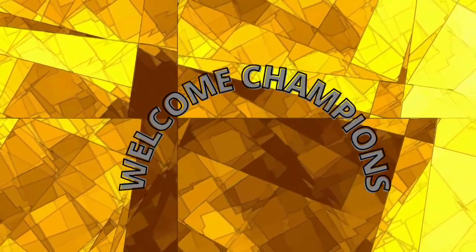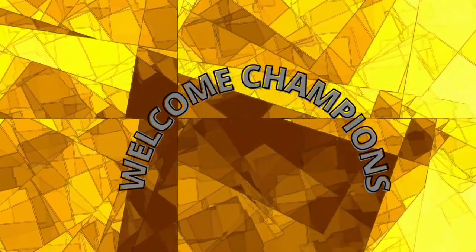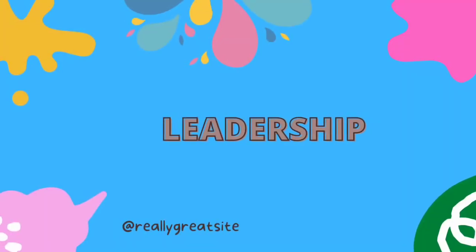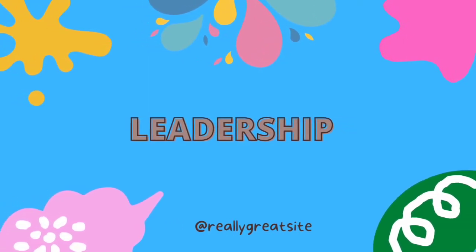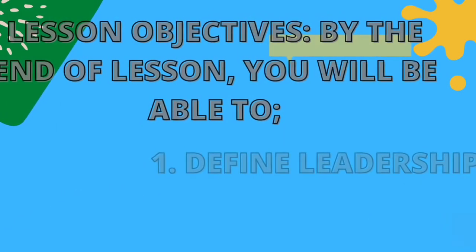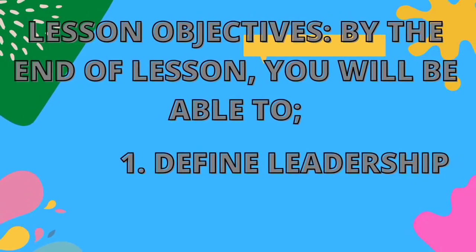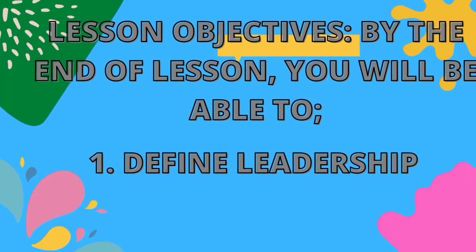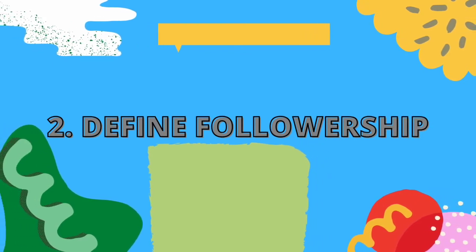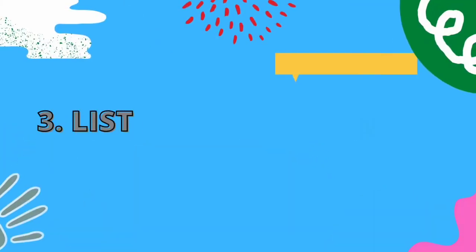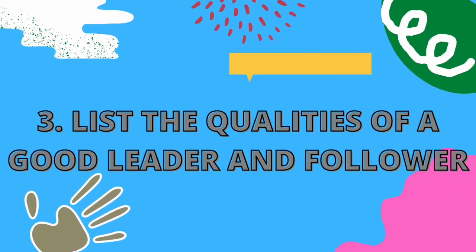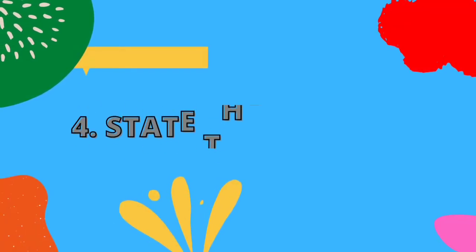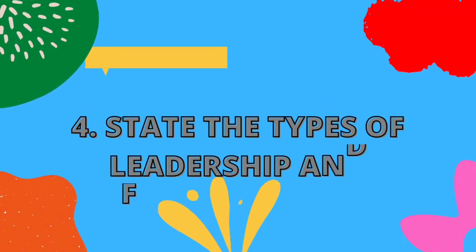In today's lesson, we are going to study the topic leadership. And by the end of the lesson, you should be able to: 1. Define leadership. 2. Define followership. 3. State the qualities of good leadership and followership. 4. List the types of leadership.